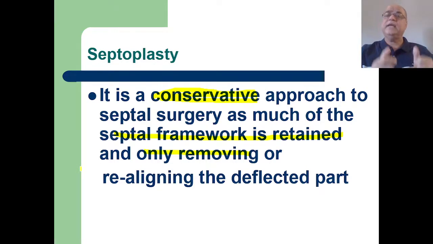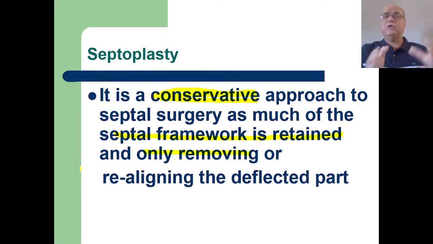Secondly, for example, there is a septum which has only a deflection in the anterior part, and the posterior part is in the midline. So we will raise the flap on this side, and then we can remove only this deflected part of the cartilage. When this deflected part is removed, the rest of the cartilage is retained, realigned or straightened, so that most of the septal framework is retained. No need to do the radical surgical procedure as was done in SMR.